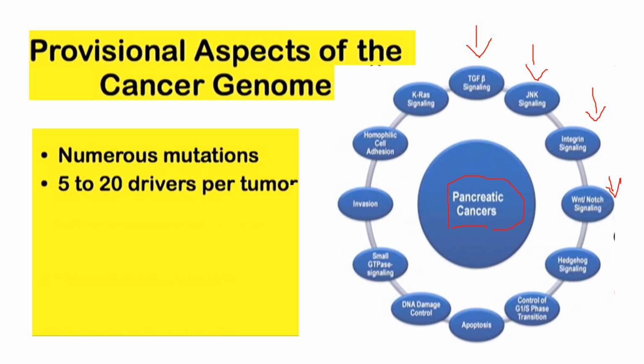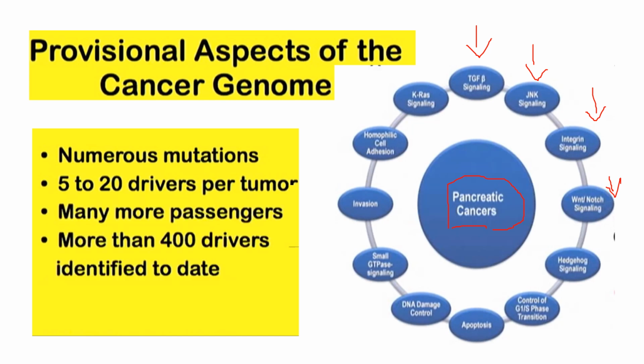So remember, we are going to need numerous mutations, maybe not only in one but in several of these pathways, and on average between 5 to 20 mutations can cause a tumor, and there could be many more that don't produce phenotypic effects. But now we know that we have identified a specific mutation for a specific type of cancer, and the repertoire could exceed more than 2,000 genes or mutations that can cause cancer.